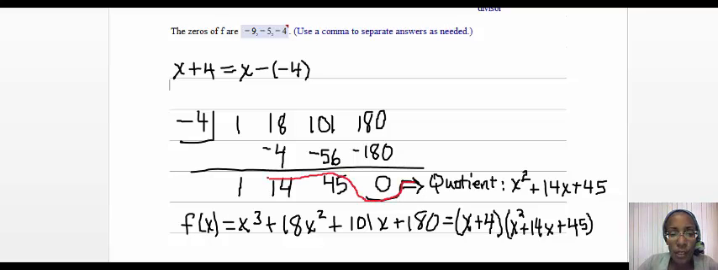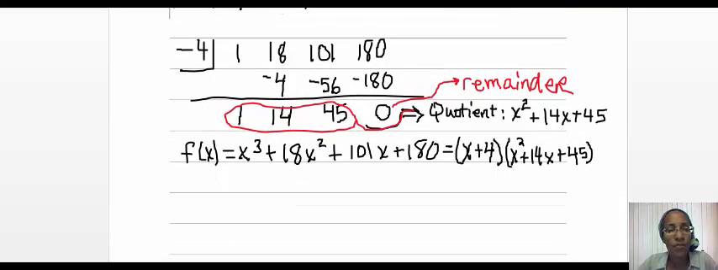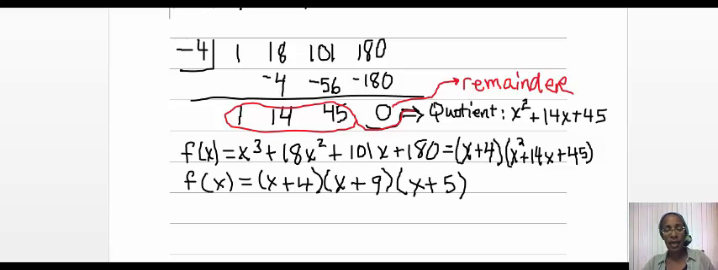So notice the quotient comes from these numbers in this part of synthetic division. The 0 is our remainder. When 0 is a remainder, it means what we were dividing by is a factor of what we were dividing into. Now I can factor the x squared plus 14x plus 45 into x plus 9 times x plus 5.